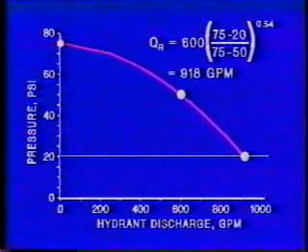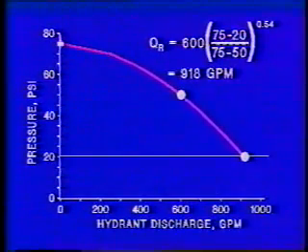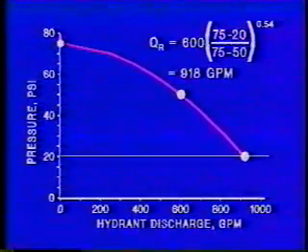This graph and equation shows how you can determine the discharge at 20 psi given the results of a hydrant flow test. You can do it either graphically or using the equation. In this case, the discharge at 20 psi is 918 GPM.